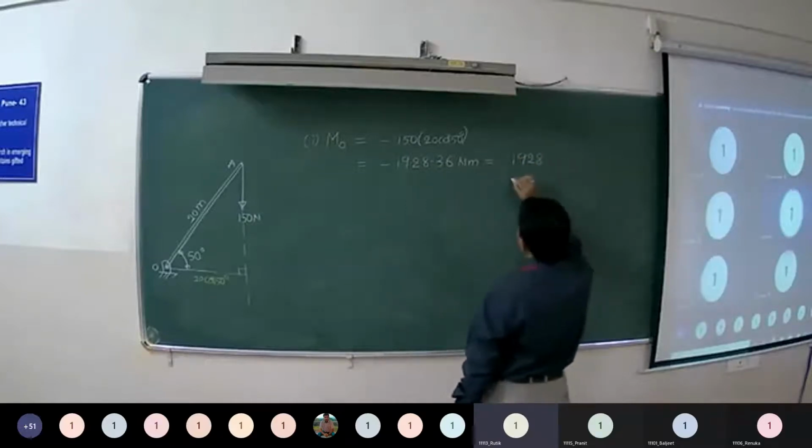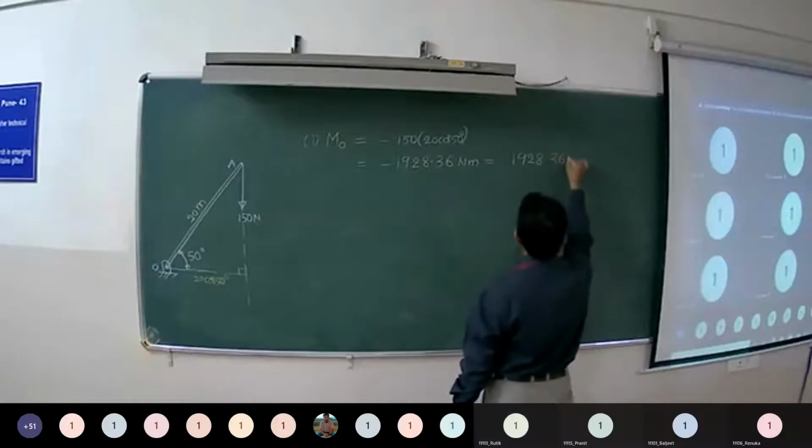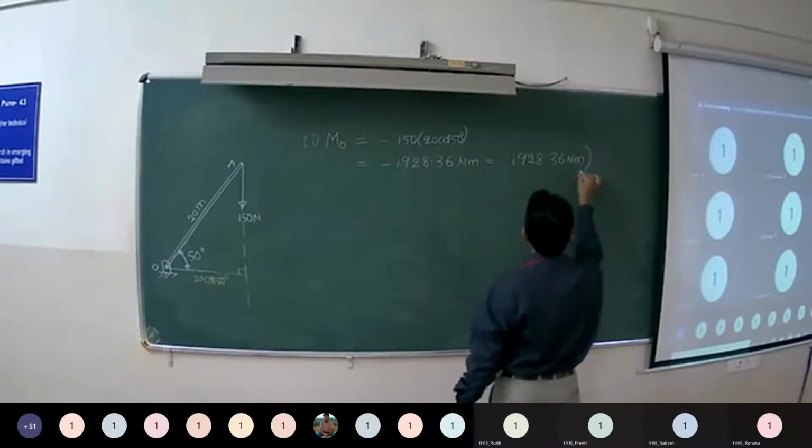Right. So it is 1928.36 Newton meter clockwise.